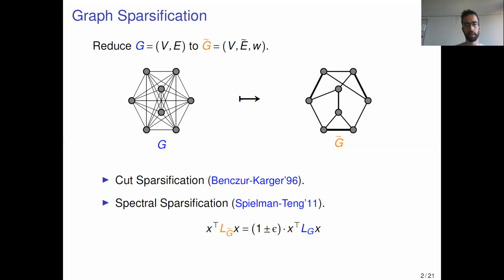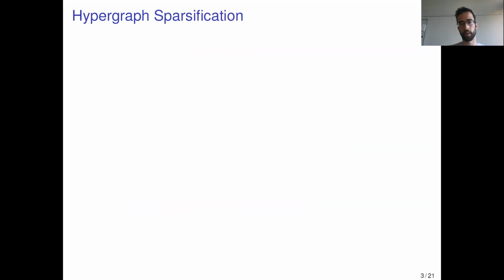And then spectral sparsification is a generalization of this, introduced by Spielman and Teng, which says that the quadratic form of the graph Laplacian should be the same up to some small multiplier 1 plus or minus epsilon. Now, analogous concepts can be defined for hypergraphs as well. Cut sparsification in particular is very natural. You can also define the cut structure of a hypergraph, and you can say that the cut sparsifier must have the same cut structure as the original graph.